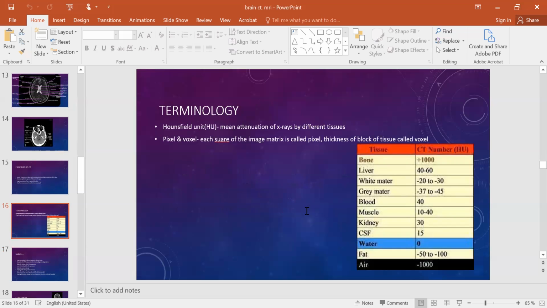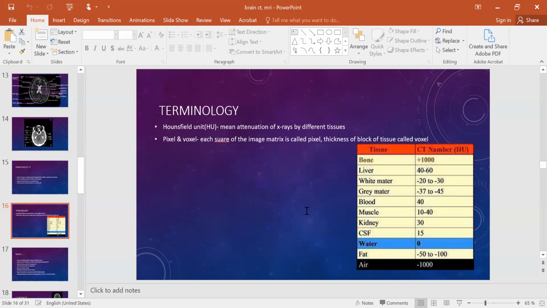In terminology, we use the Hounsfield unit, which means attenuation of X-rays by different tissues. You know that different tissues attenuate X-rays in a different way, and because of this we see, for example, bone in a white color, air in a black color. Soft tissue has different density. So we use the Hounsfield unit only for computed tomography, and we describe different densities in Hounsfield units.